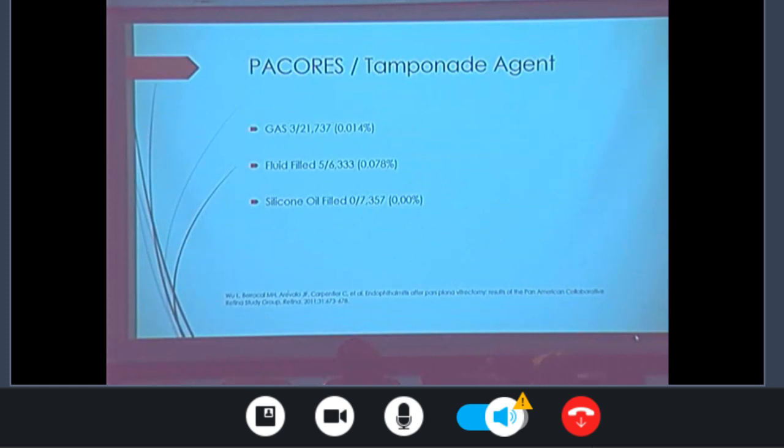Now, the Pan American Collaborative Retina Study Group that we spoke about in the incidence slides were the only ones to analyze a large case series of how endophthalmitis develops according to the tamponade agent. They saw that in their patients with gas, there were only 3 cases of endophthalmitis out of 1,000, about 0.14%, which is basically standard for postoperative endophthalmitis. In fluid-filled eyes, the incidence was much higher at 0.78%. Now realize that silicone oil-filled eyes, absolutely none of them developed endophthalmitis.